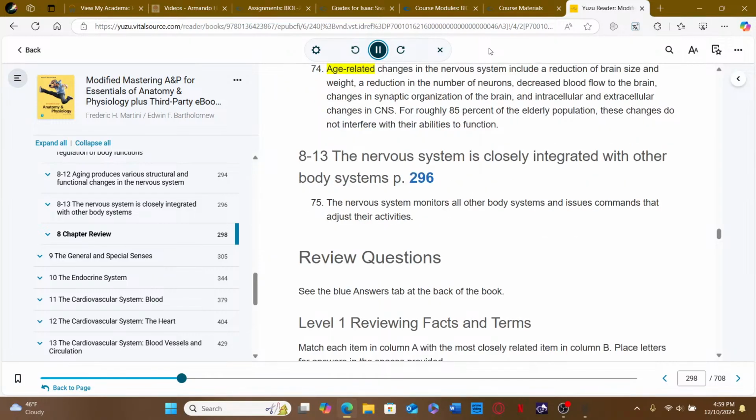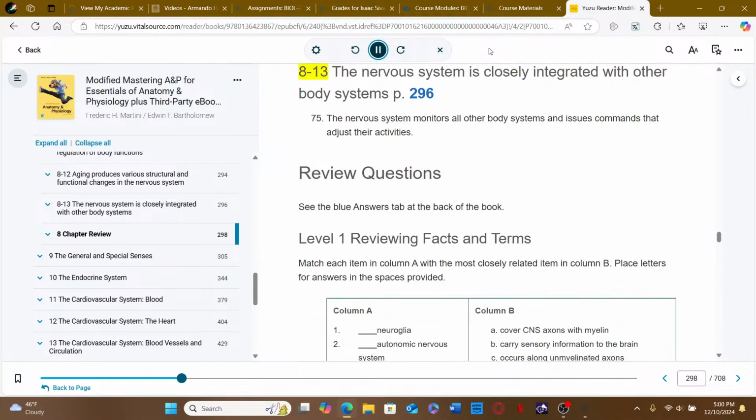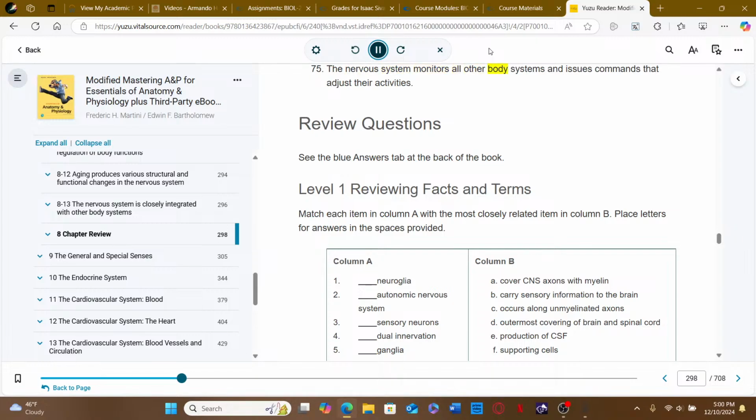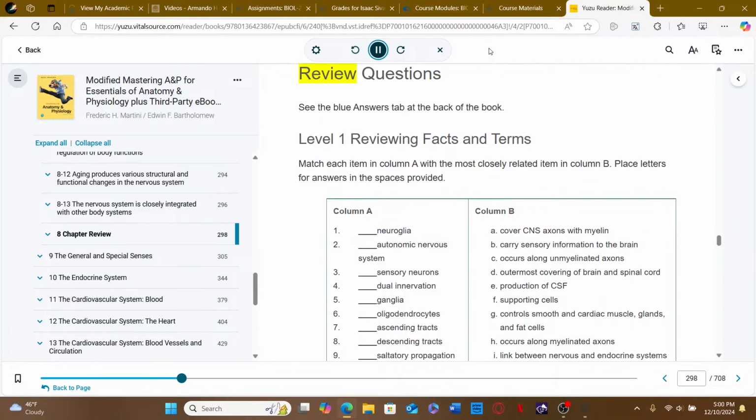Age-related changes in the nervous system include a reduction of brain size and weight, a reduction in the number of neurons, decreased blood flow to the brain, changes in synaptic organization of the brain, and intracellular and extracellular changes in the CNS. For roughly 85% of the elderly population, these changes do not interfere with their abilities to function. 8-13. The nervous system is closely integrated with other body systems. The nervous system monitors all other body systems and issues commands that adjust their activities.